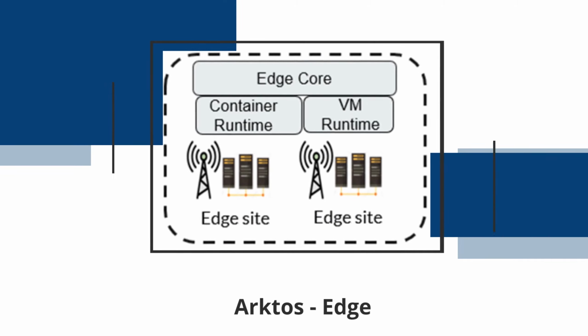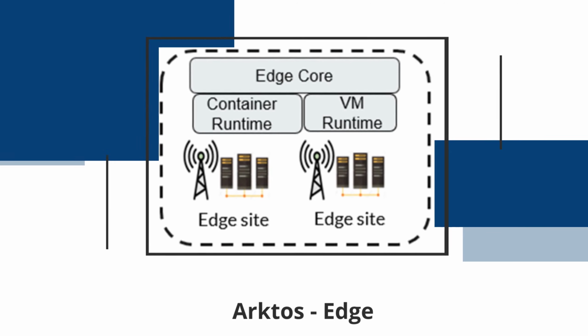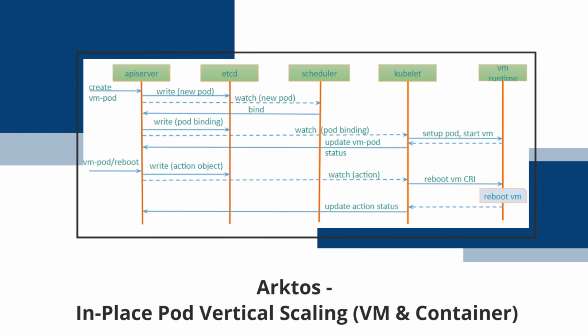Arctos incorporates edge capabilities into the platform, so that Arctos can manage compute nodes at edge sites and orchestrate applications running at the resource-constrained edge. Arctos supports in-place pod vertical scaling. User or VPA specifies desired resources by patching the resource requests and limits of containers or VMs. This allows resizing resources allocated to a container or VM pod without restarting them.